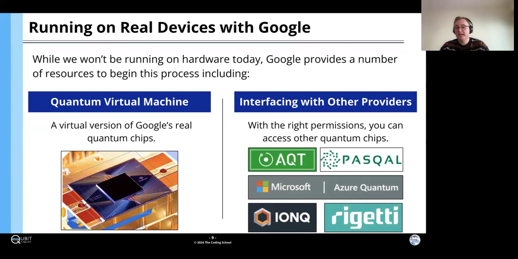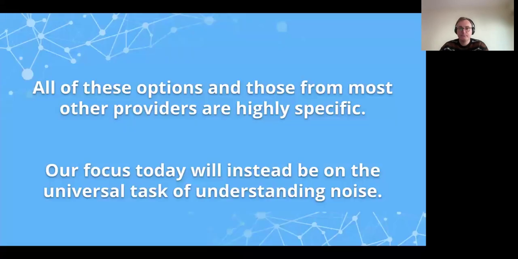Basically, you can get access to a lot of different quantum computers within Cirq, within Google Colab, within the whole Google ecosystem. You can actually get access to a lot of different providers, which is very nice. So you can run the same circuit on many different devices if you wanted.